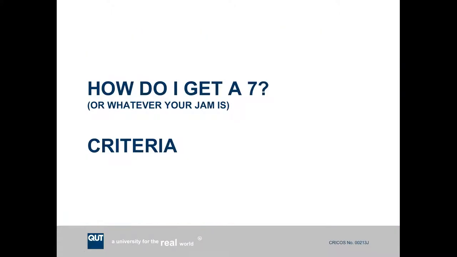Let's look at the criteria. So how to get a 7, if that's what you're interested in. Perhaps you have your own personal goal, but let's look at the criteria and what you need to do ultimately for a 7. I'm going to compare it with a 4. So from an excellent through to a satisfactory, just as a point of contrast to highlight what you can do to do very well in this assignment.